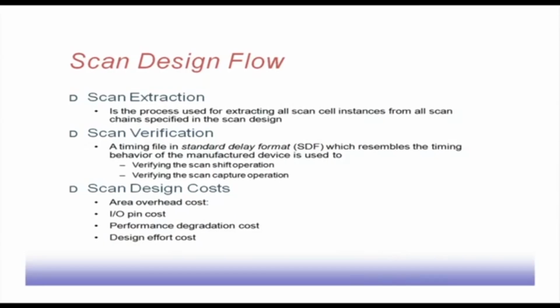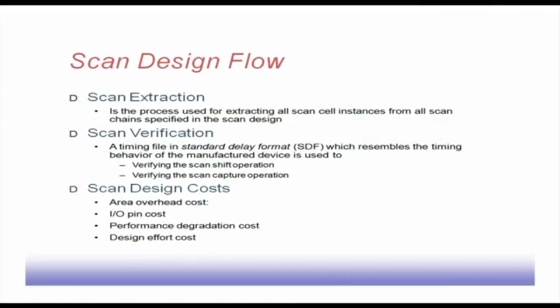So what are the costs of this scan design? Definitely area overhead is one thing, since we have converted many of them into scan cells. Then there is IO pin cost. These are the extra pins that are needed, like the scan in and scan out lines, the scan clock SCK, scan enable, test mode, all these extra pins. We have to pay for that. Plus, this scan clock distribution is another issue that has to be taken care of.